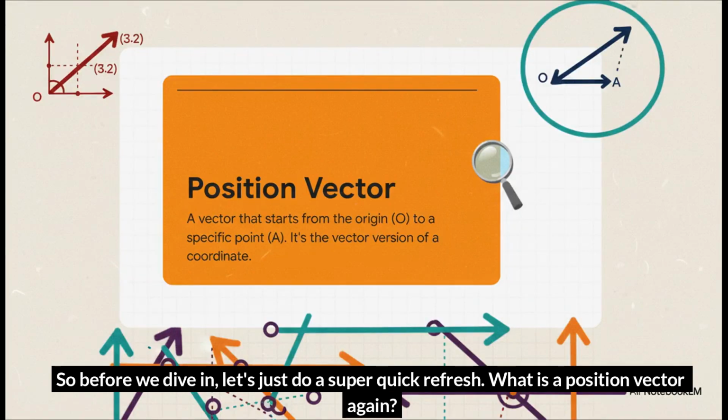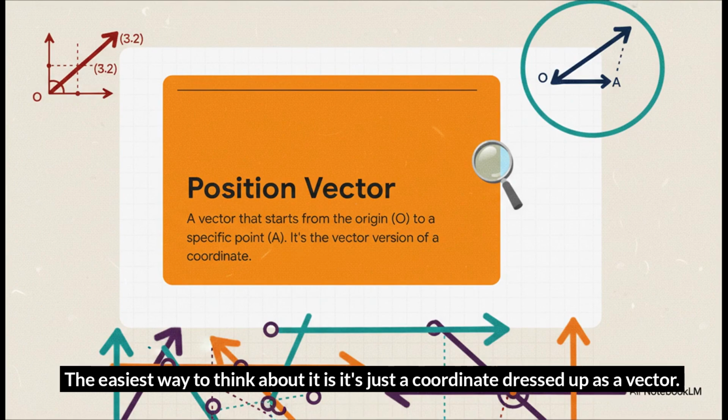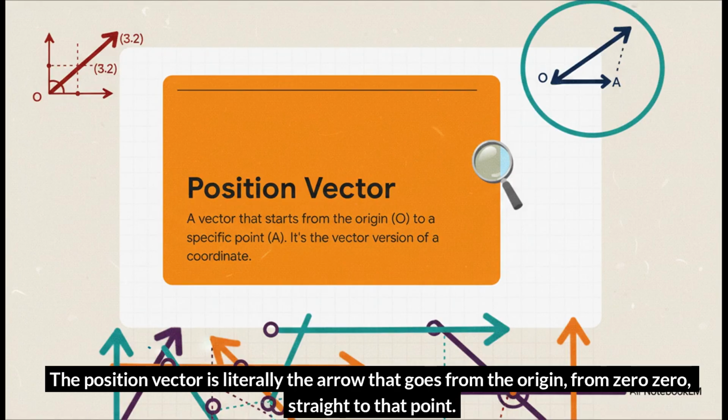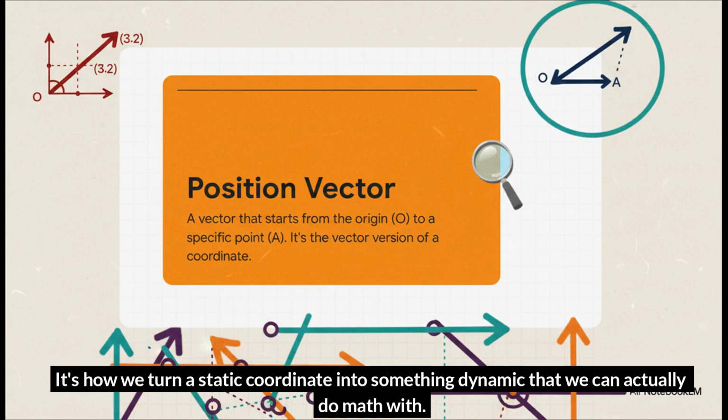Okay, so before we dive in, let's just do a super quick refresh. What is a position vector again? The easiest way to think about it is it's just a coordinate dressed up as a vector. You've got a point, say (3, 2). The position vector is literally the arrow that goes from the origin, from (0, 0), straight to that point. It's how we turn a static coordinate into something dynamic that we can actually do math with.